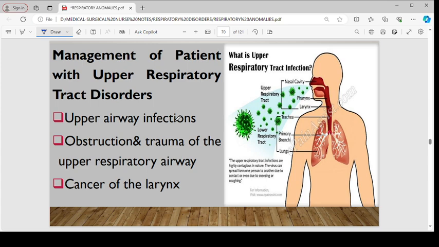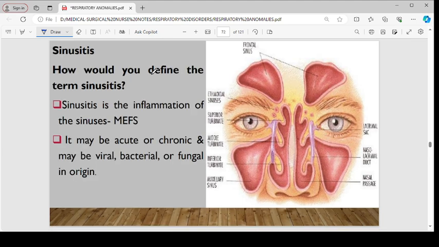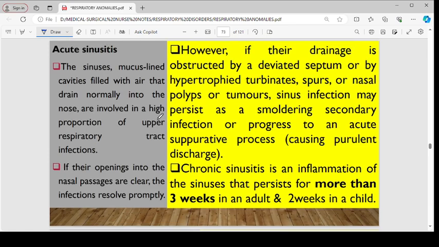Okay, guys. So management of patients with upper respiratory disorders: we could have upper respiratory airway infections, obstructions and trauma of the upper respiratory tract, or even cancer of the larynx. So we have a number of disorders that do affect the upper respiratory tract. Sinusitis, we said, is the one that is more associated with the paranasal sinuses, and it's majorly the inflammation of the sinuses. It could be acute or chronic, viral, bacterial, or fungal in origin.